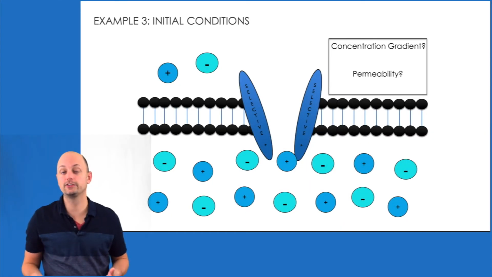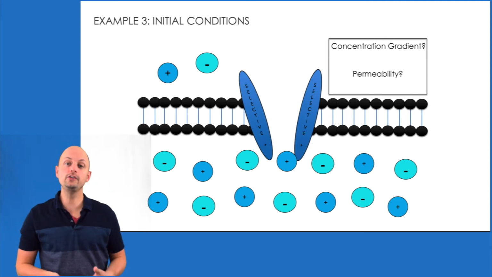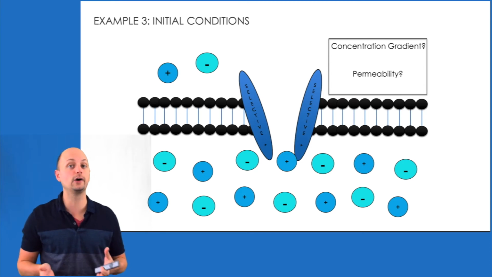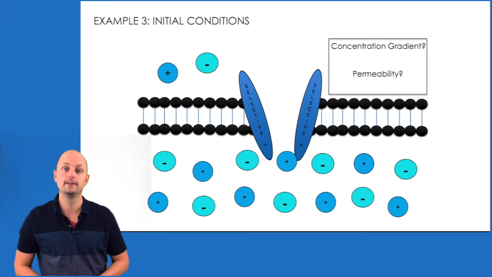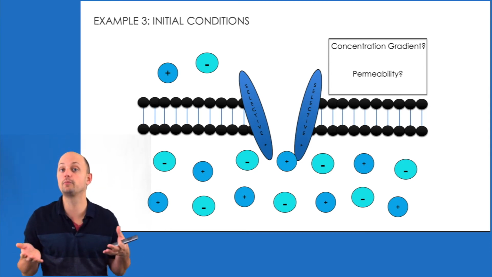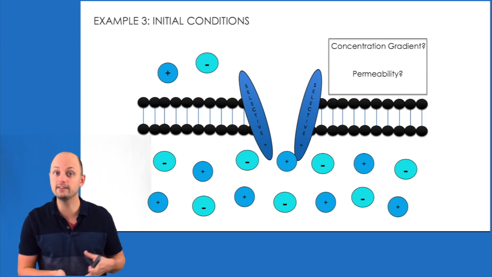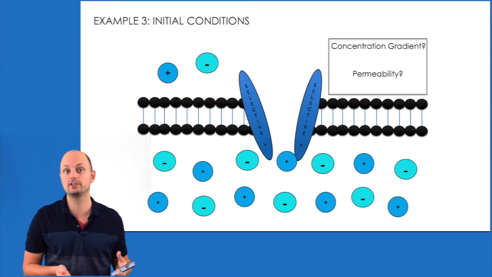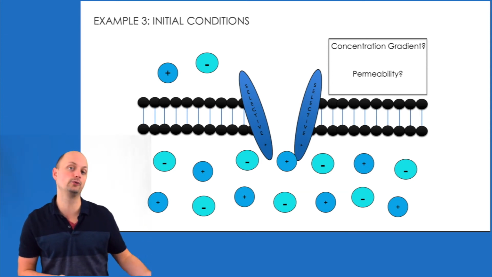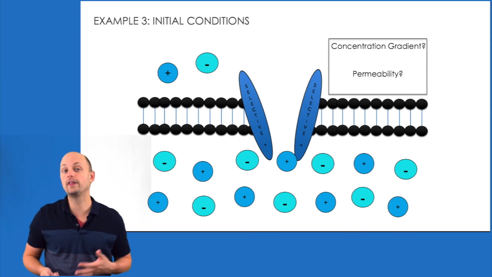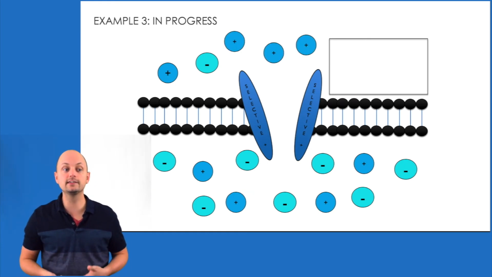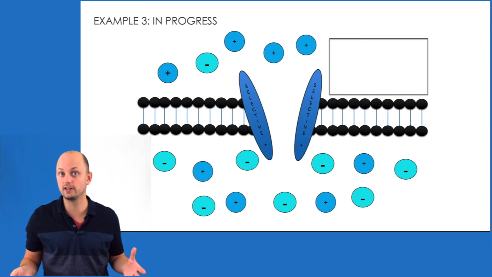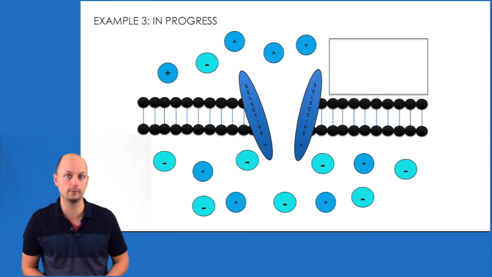Based upon what we just talked about in example 2, the first thing we would expect to see happen here is for ions to move down their concentration gradients. Because the concentration of positive charges is higher inside the cell than outside, we would expect to see positive charges moving out to follow the rules of diffusion. So that means that we should see something that looks like this. Remember, only positive charges can move because that's the only thing we're permeable to.